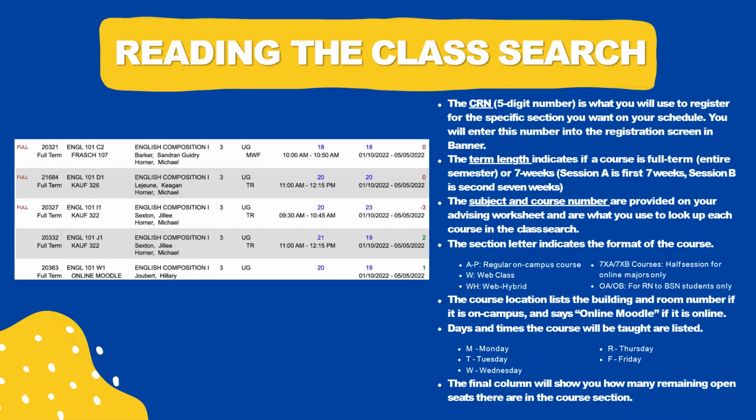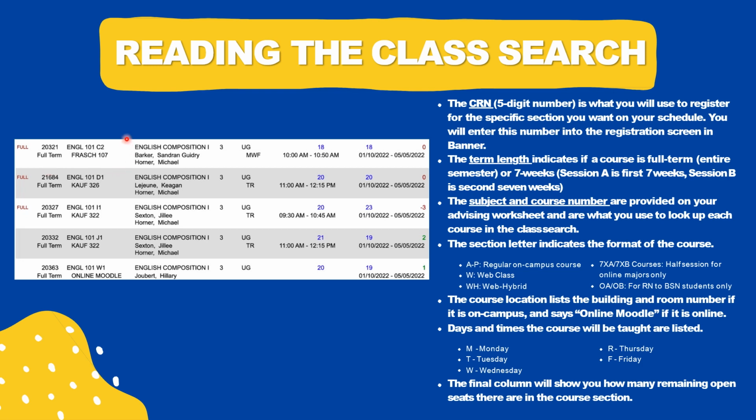When looking at the class search, there are several things you can look at, and we'll go over several things. All of this information is included on your handout, so we don't expect you to memorize this, but we will go through. So the CRN is the 5-digit number you'll need to register for a particular section. Below it will also tell you the length of the class. A full-term class is a regular semester. There are some terms that are 7A or 7B. Those are 7-week courses, and they're usually accelerated.